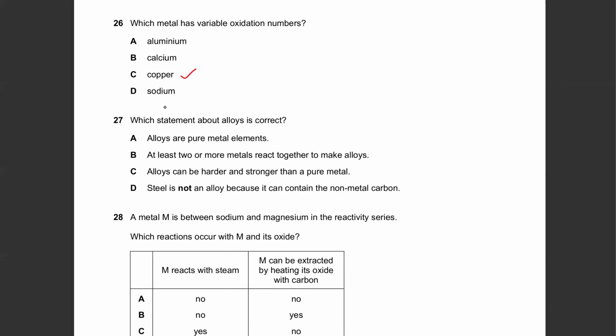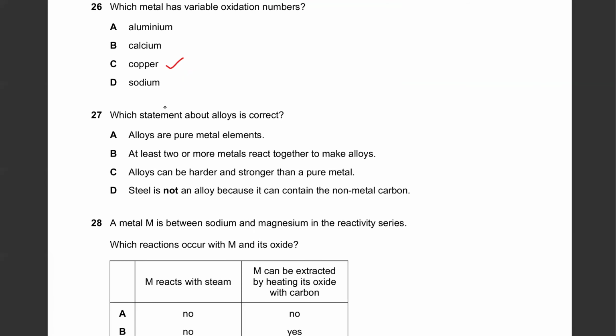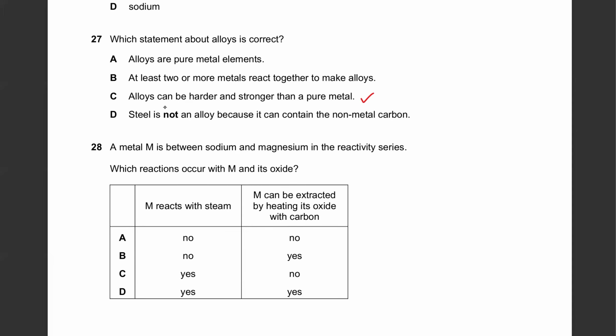Which statement about alloys is correct? C. Because A is wrong, because they're not pure metals. They're a mixture.